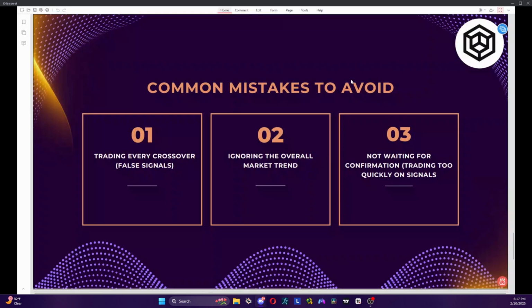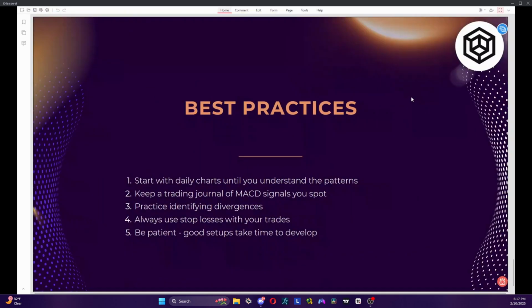Best practices. Start with the daily chart until you understand patterns. And I'm going to show you some daily charts so that you can see how you're able to recognize that price is indicating that there's a potential upside and that MACD is signaling that there is, let's just say, a change of trend to the upside or to the downside.